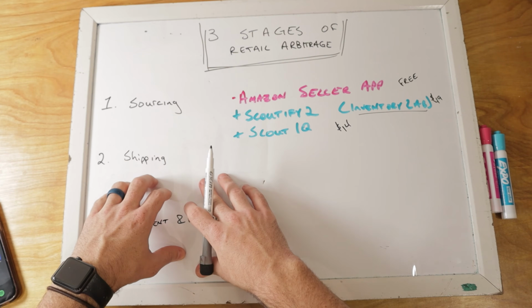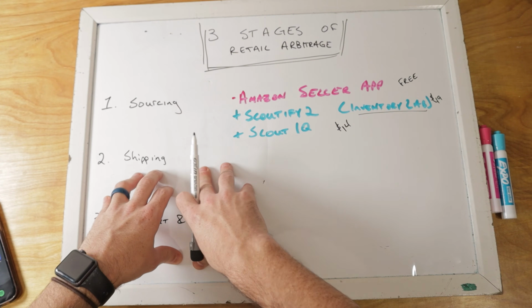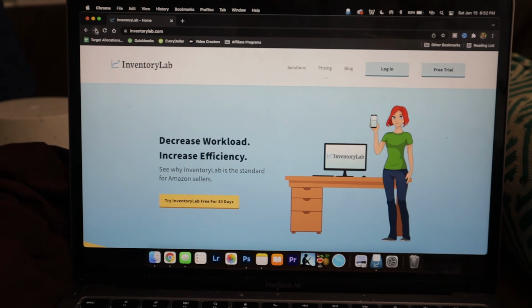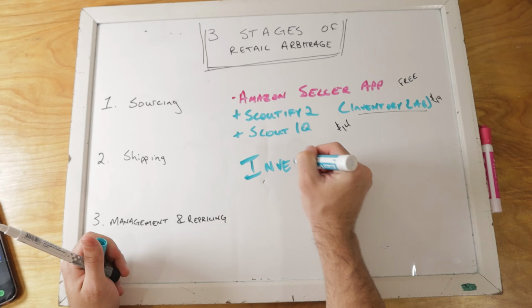When it comes to shipping in my inventory, I didn't even use Amazon Seller Central a single time. I just started with Inventory Lab. Reason being, there was a 30-day free trial, and there still is.